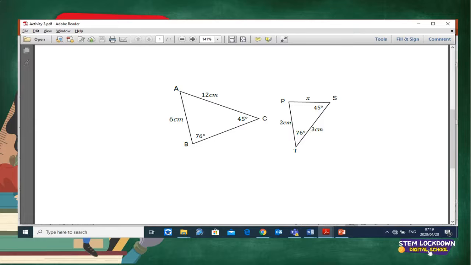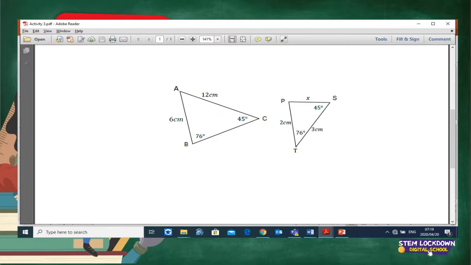Remember that since you have got two sets of angles which are equal, C equal to S, and B equal to T, this tells you that AB is in proportion to PT, and AC is in proportion to PS. You can see that already.